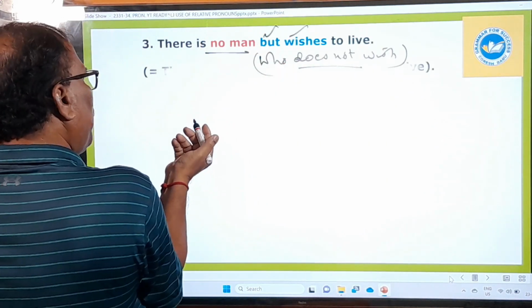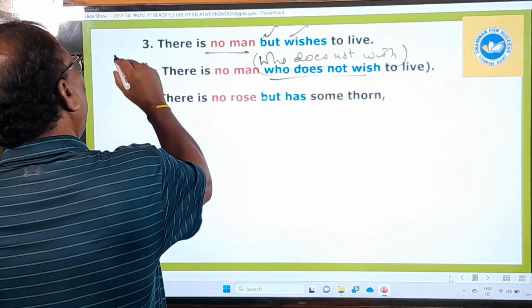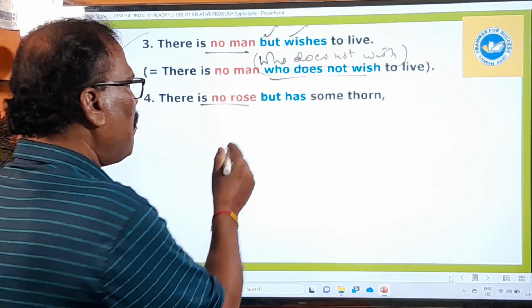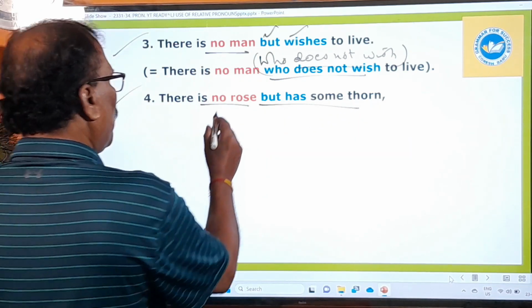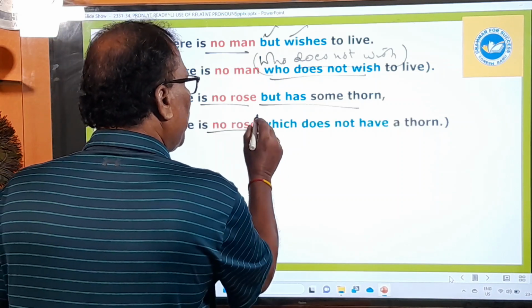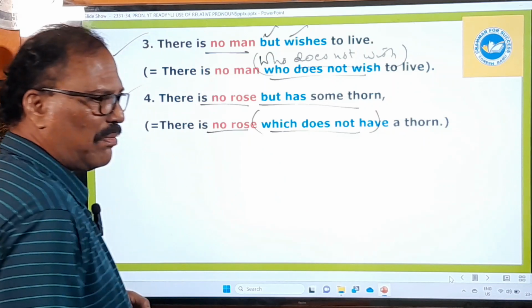That's why I have given the meaning also. There is no man who does not wish to live, right? Very beautiful sentence. There's no rose but has some thorn. So here you see that there is no rose which does not have some thorn. But has means which it does not have.